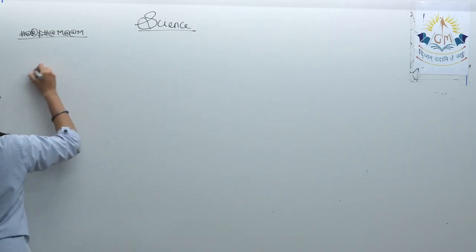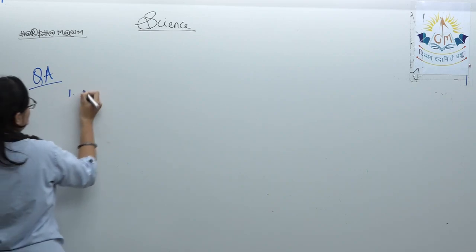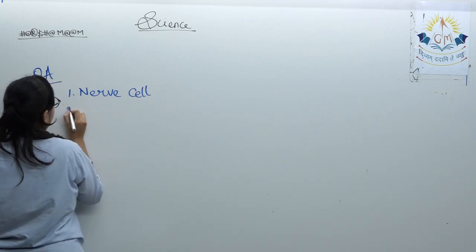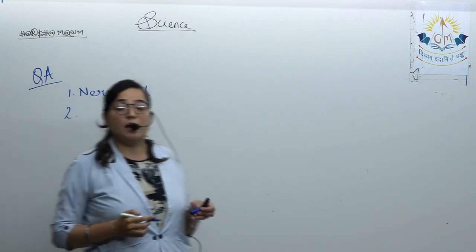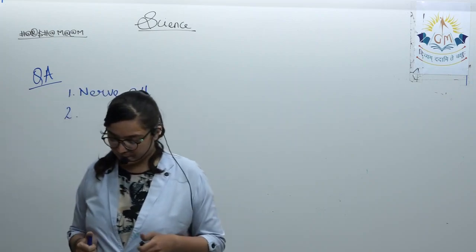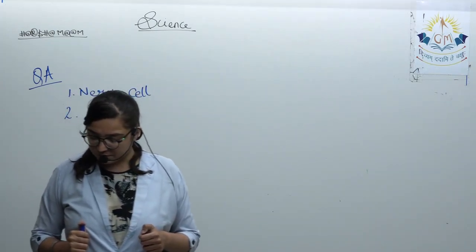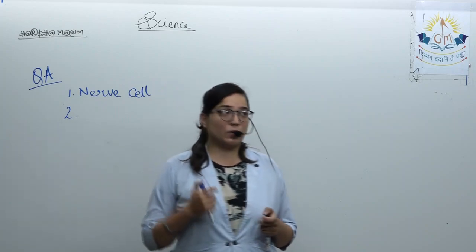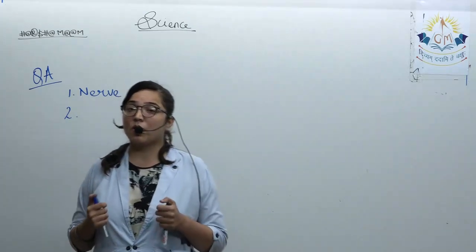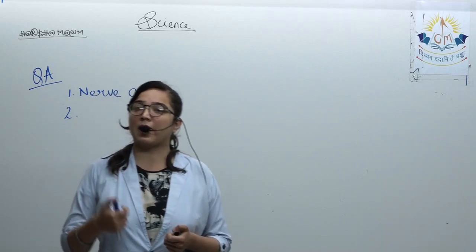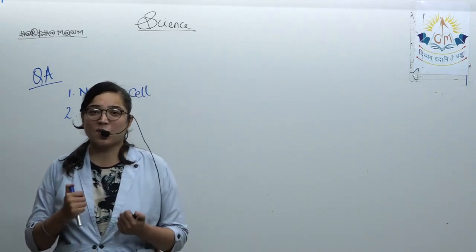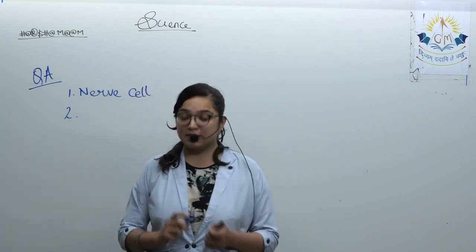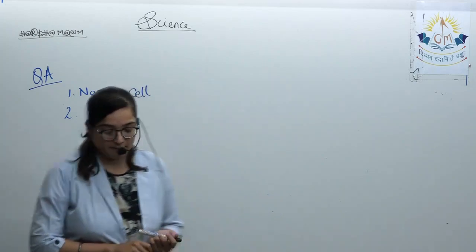So we are doing question A, in that the first answer is the nerve cell. Now let's move further. Which part of the cell can be called the brain of the cell? We all know that all the functions of the cell are governed by the nucleus, which is called the control center of the cell. So, the second answer is the nucleus.